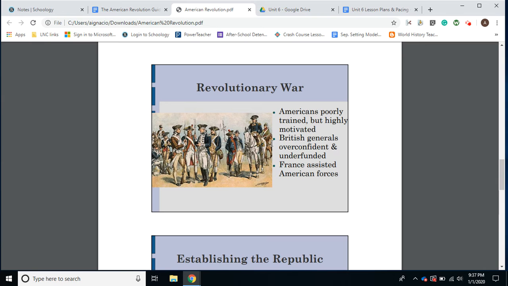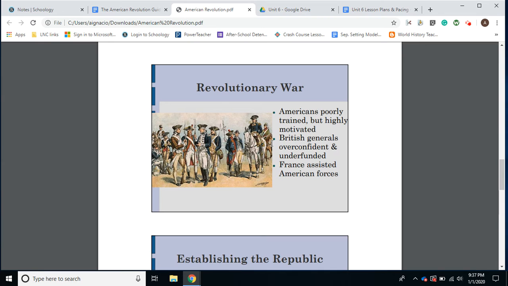The Americans are very poorly trained but highly motivated. And this actually works out in their favor because the British were underfunded and overconfident because the British didn't really take this rebellion seriously. And unfortunately for the British, they're also going to have to fight the French in the Revolutionary War because the French joined the side of the colonists.